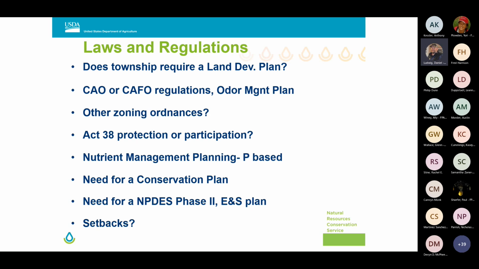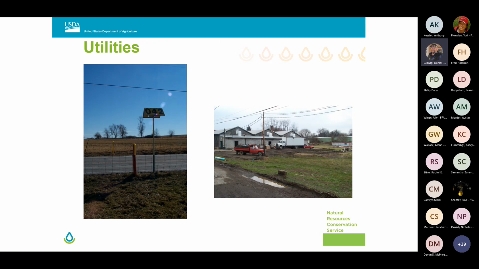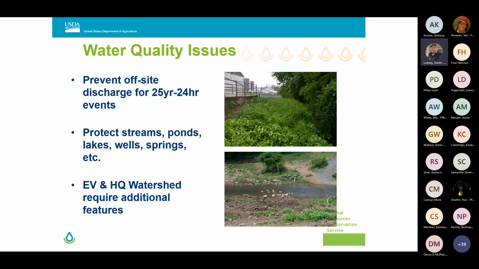Again, we talked a little bit about our setbacks. Utilities are a big one. Obviously we've got to look at power lines, different gas lines. That's going to impact where we plan our practices and how we can implement those practices. And then again, looking at our water quality issues.